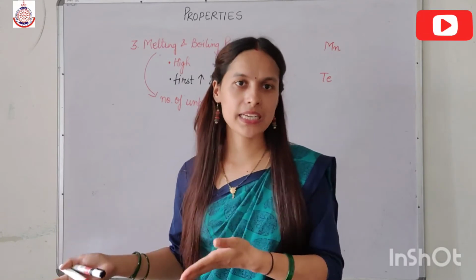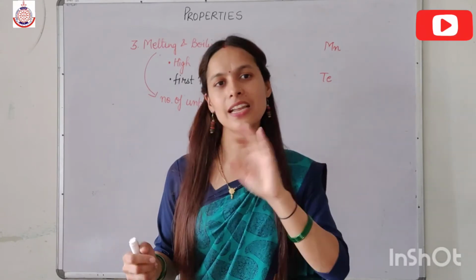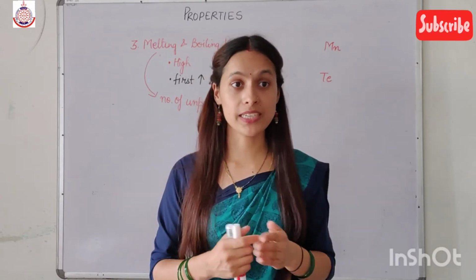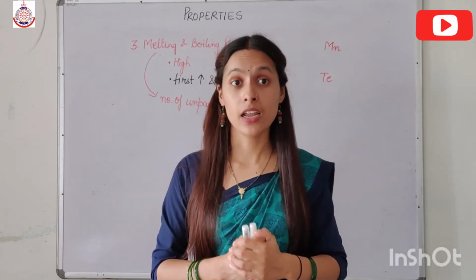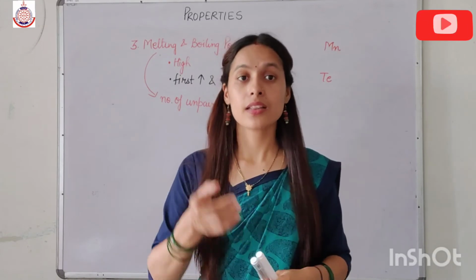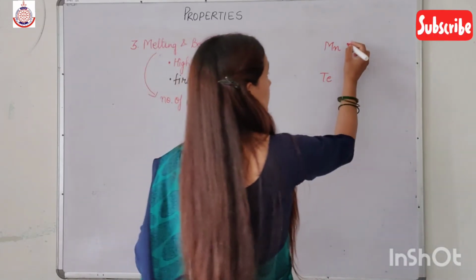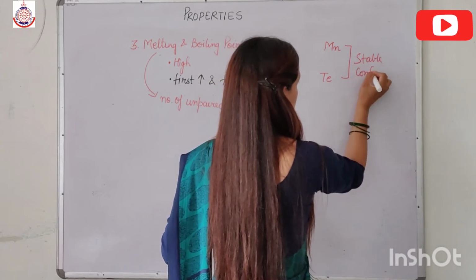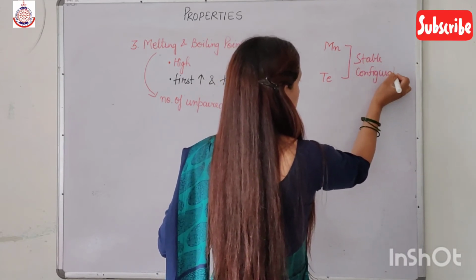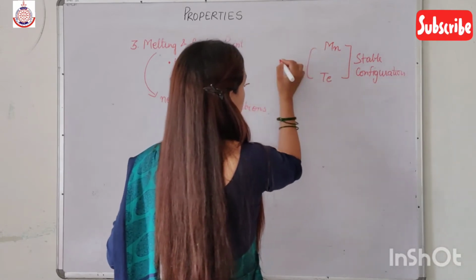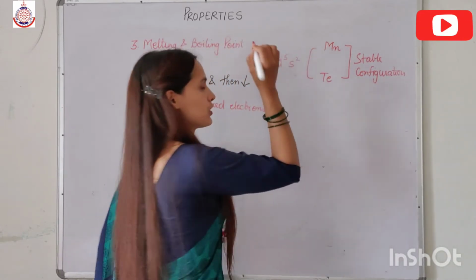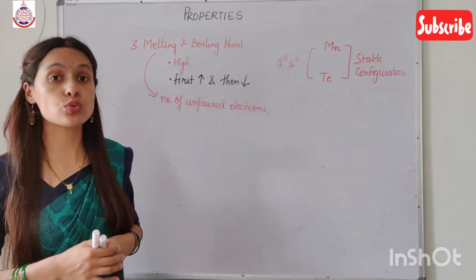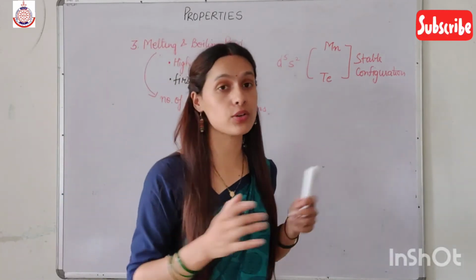It means the melting and boiling point of manganese should be greater than that of iron, but it is less than that of iron. So what is the reason behind this? The reason behind this is stable configuration. Very stable configuration. In both of these, we have d5s2 configuration. We have d5 and s2 configuration, means highly stable configuration.